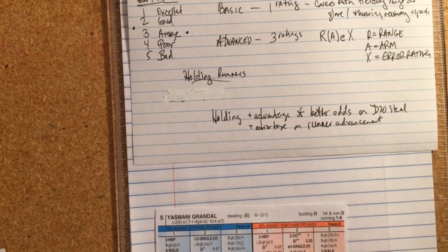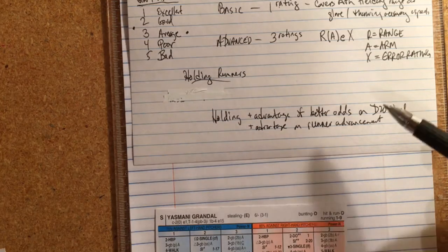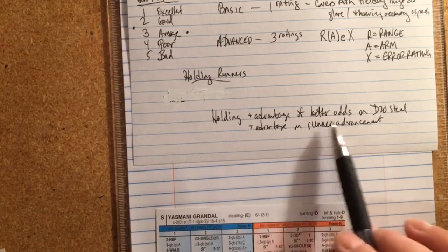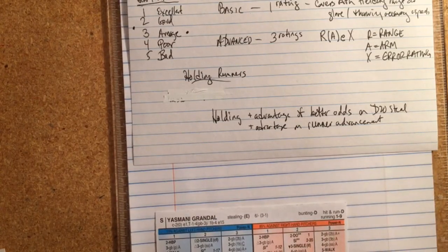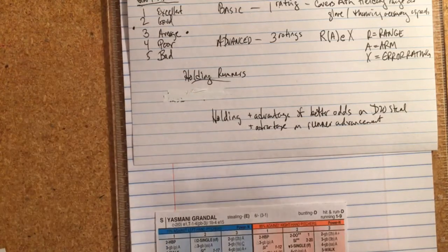Wait a second. Now I'm wondering where are these cards? Did I do this wrong? I'm worried. Right. So you hold a runner on, and we saw this in the last video: you subtract 1 from the calculation of the base running, whereas if you're not holding him, you have to add 1. So you basically get a 2-point advantage.